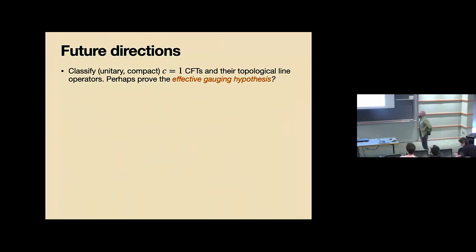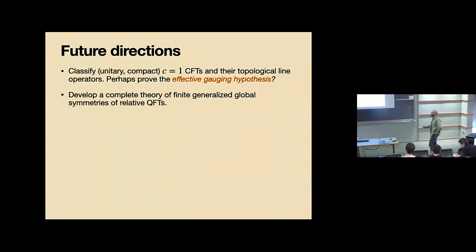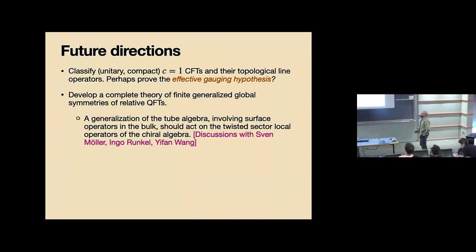So for future directions, I think it would be interesting to try to finish the classification finally, after 4 decades or so, of the c=1 unitary compact conformal field theories and their topological line operators. Perhaps you might need to assume something like this effective gauging hypothesis, or perhaps you can prove this independently. It would be nice to develop a complete theory of generalized global symmetries in the context of relative quantum field theories. Topological line operators won't be enough to fully exhaust what this theory will give you.